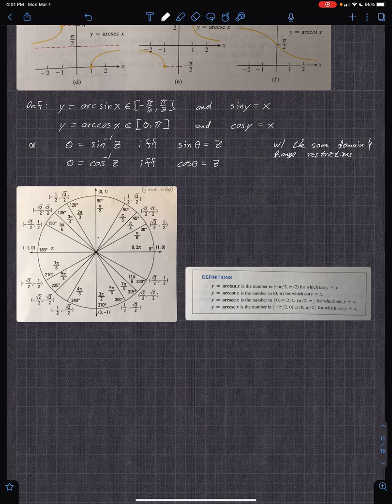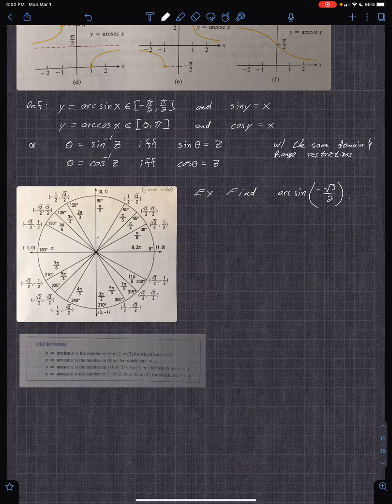Okay, so let's look at this example. I think I can fit it right here. Suppose you're asked, this is just finding numbers, and this is just getting started. Our goal, obviously, is to find the derivatives and integrals of these, but we'll start with just kind of review. So find arc sine of negative root 3 over 2. What I like to do is write that into an equation form and then solve it. You don't have to think of it like this, but I like to think of it like this.